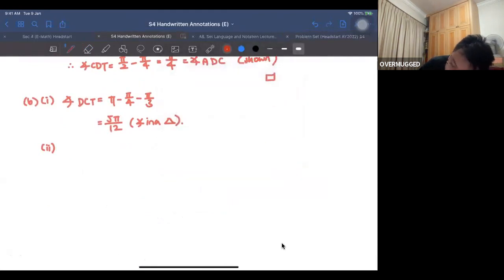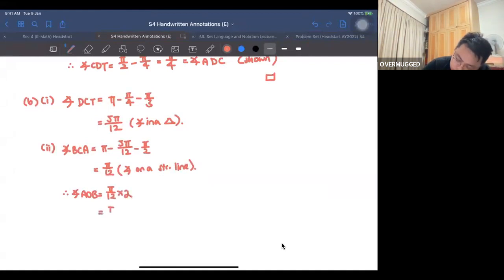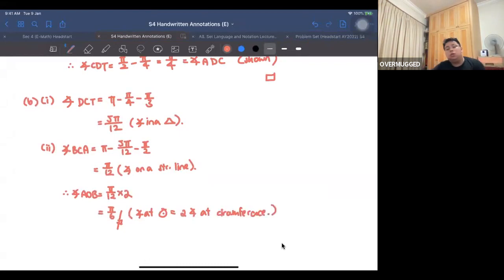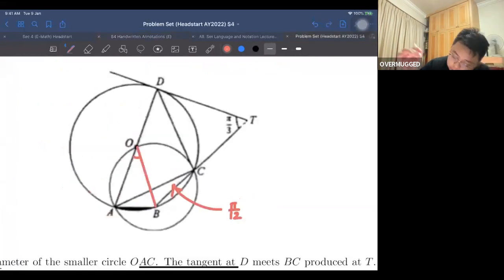So the first thing is to find what is BCA, which is pi minus 5 pi over 12 minus pi over 2, which is pi over 12. Angles on a straight line. So the last step is to say that AOB is pi over 12 times 2, pi over 6. The reason is angle at center equals 2 times angle at circumference. So the arrow there I've already demonstrated. That is how you actually show it. So this is one of the more obscure angle at center equals 2 times angle at circumference questions. I need to speed up because I'm running out of time.